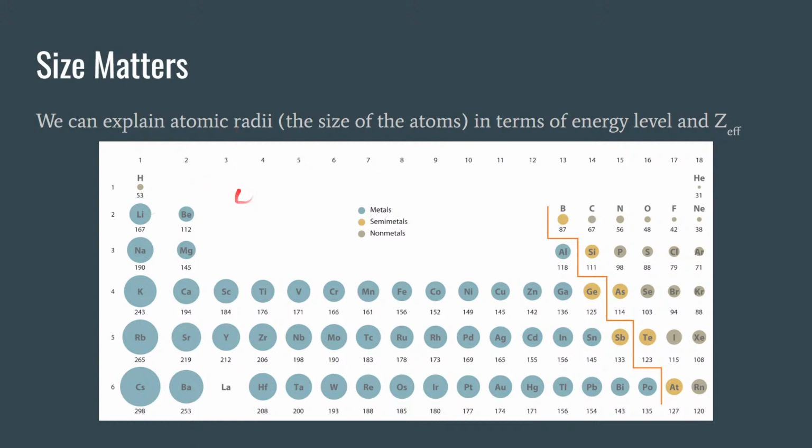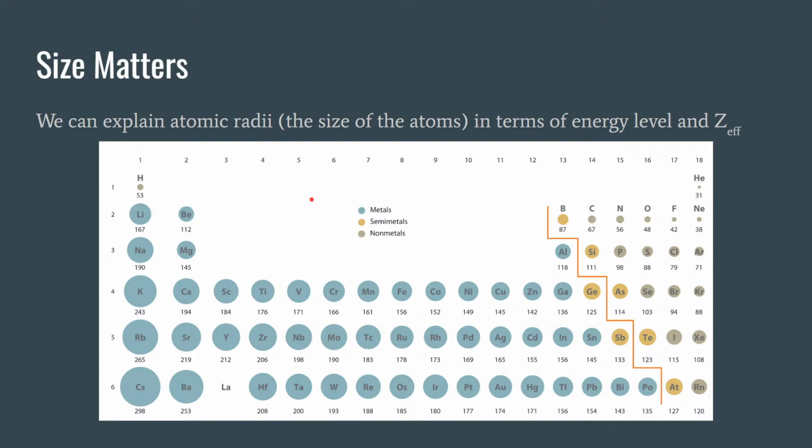The first energy level is really close to the nucleus. The second energy level is further from the nucleus. The third energy level is even further from the nucleus. The fourth energy level is further from the nucleus. So every time you take a step down in the periodic table, bloop, you're going out in energy level. The atom just, bloop, gets that much bigger.